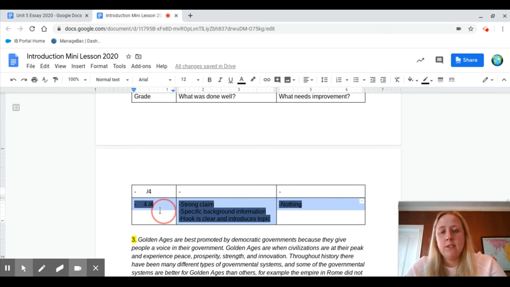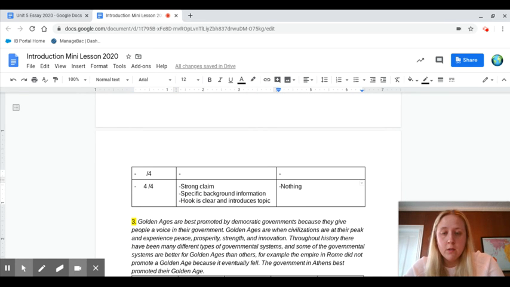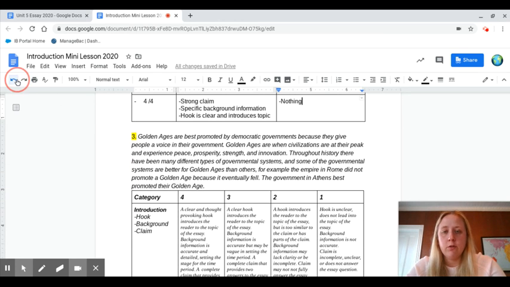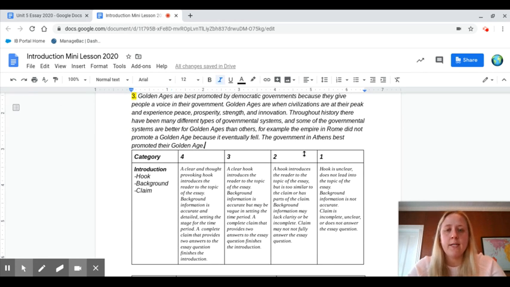So if we look at what the teachers gave it here, if we unhighlight, we did give it a 4 out of 4. A strong claim, specific background information, right? It sets up the classical age, the world's first democracy. They overthrew their tyrants, right? Telling us where we are in Greece, and what was going on. The hook is clear, introduces the topic. And we said really nothing was done poorly here, right? Nothing really needs improvement.